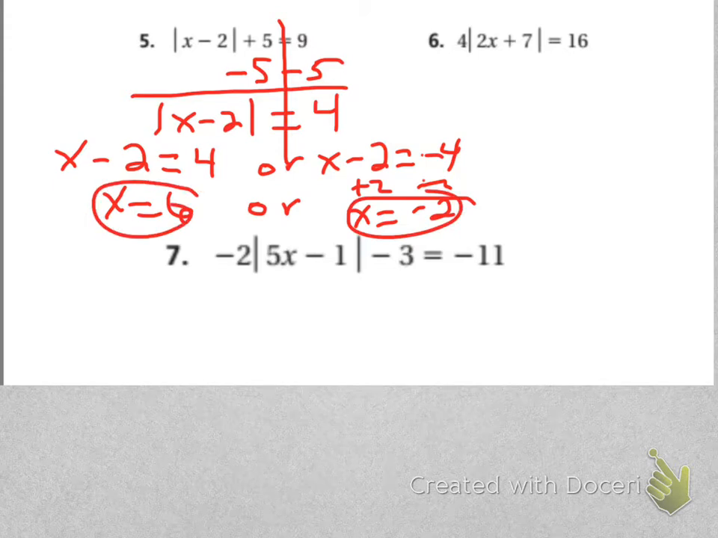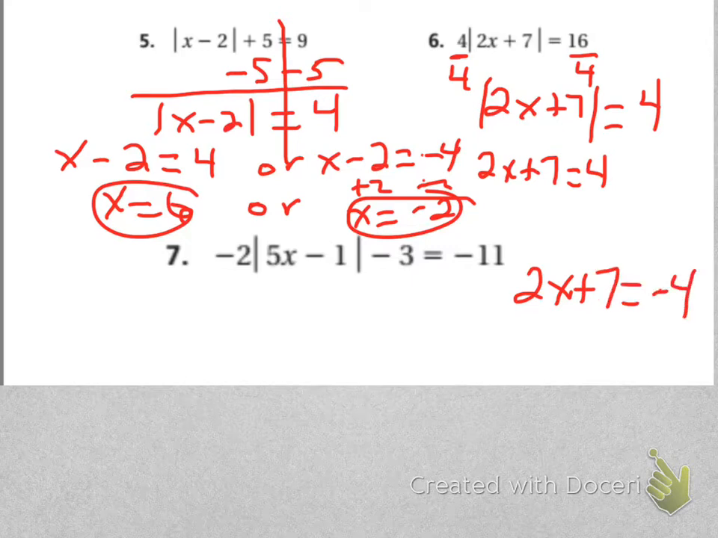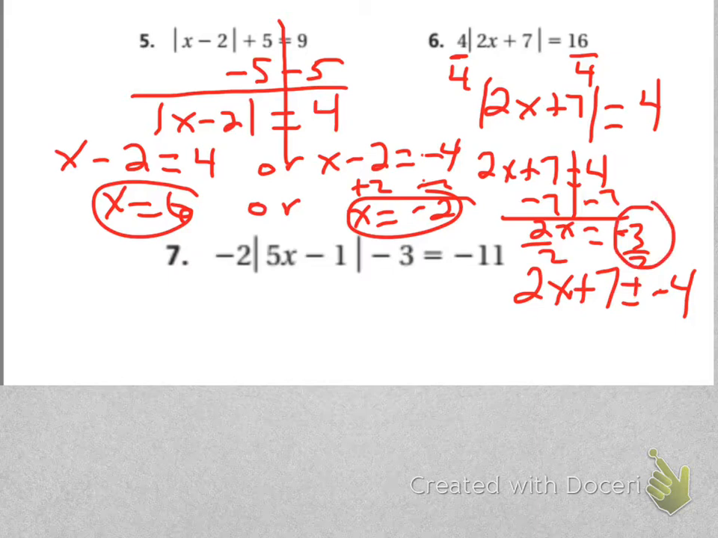In number 6, we have to get it in the correct form. So now we have to divide by 4 first. So now I have the absolute value of 2x plus 7 equals 4. And now I just write out my two equations. 2x plus 7 equals 4. And then we have 2x plus 7 equals negative 4. And then we solve. So minus 7. So we have 2x equals negative 3. And then divide that by 2. So x equals negative 3 over 2.